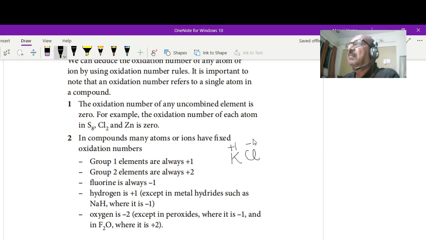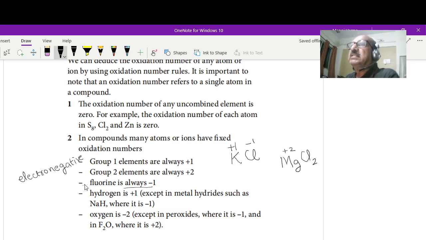Obviously chlorine is -1. Now if you consider a group 2 element like calcium or magnesium, because they can lose 2 electrons, the oxidation number for group 2 elements like magnesium, barium, calcium is +2. Now fluorine is the most electronegative element. That means no other element has a greater power to attract electrons towards itself.